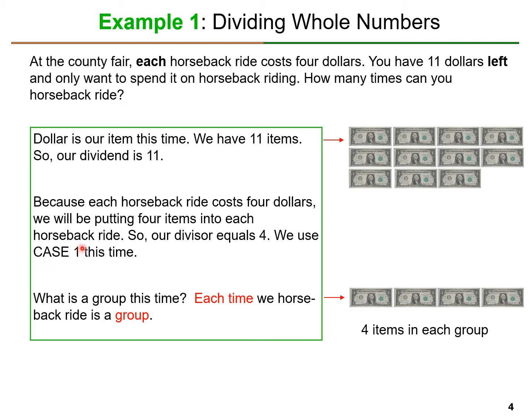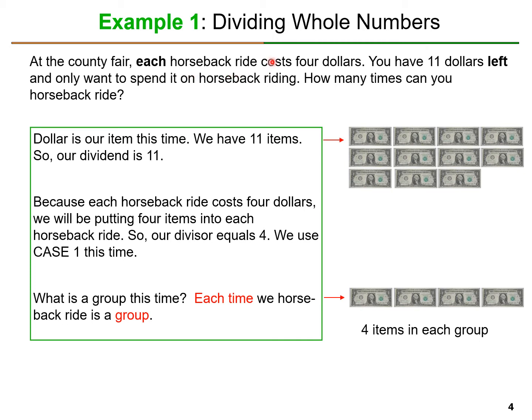And for the quotient or the answer, we're going to be determining how many groups we can make. So over here, we see that each group is going to have 4 items. Up here, I put each and left in bold. So when you're working a word problem, you have to identify these types of keywords. These keywords really help you to set up the problem and to understand the problem.